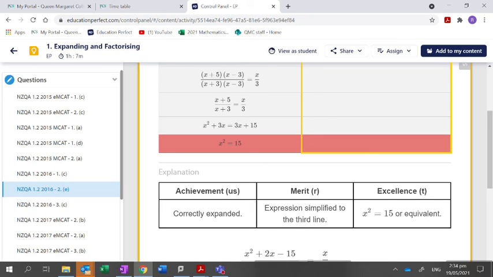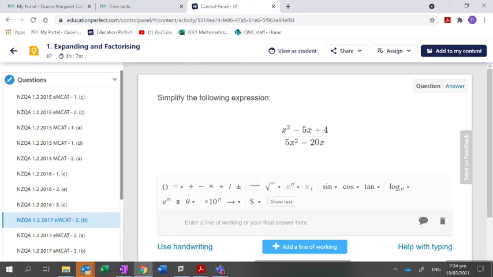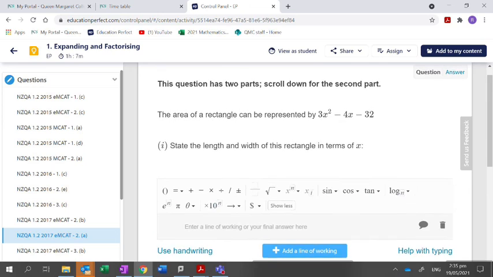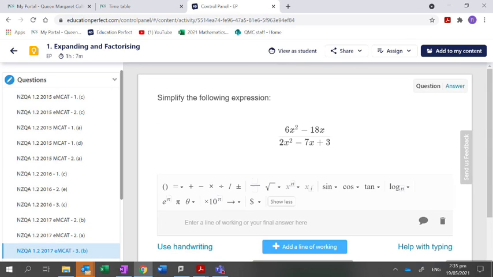So I'm going to put this out there for you as an assignment. Here, you're just going to add this fraction to see if they're the same. What are we doing here? Factorize and simplify. Area of the rectangle, so just factorize it to find a length and a width. And there we go. All right.